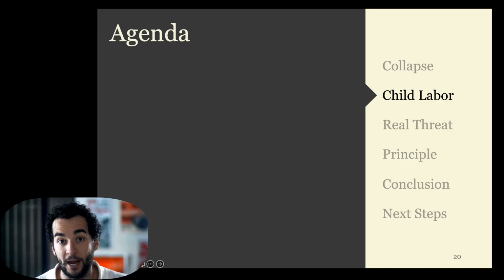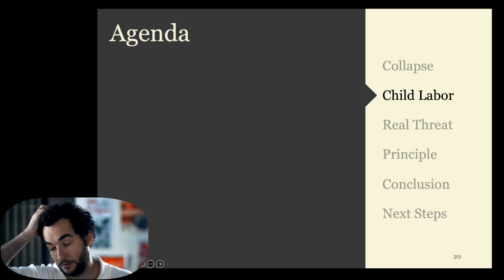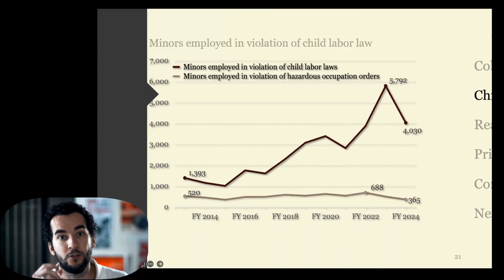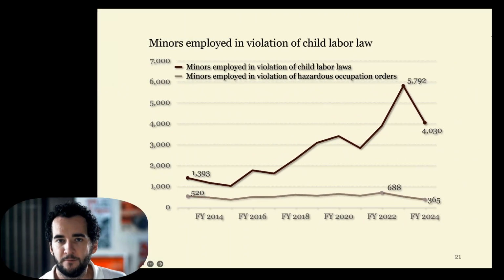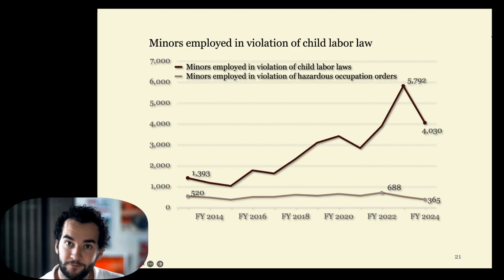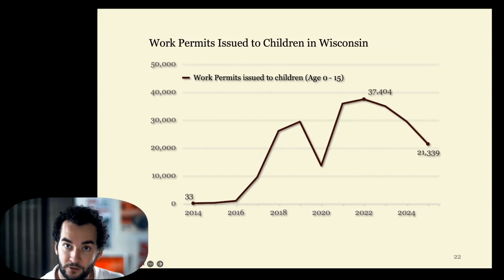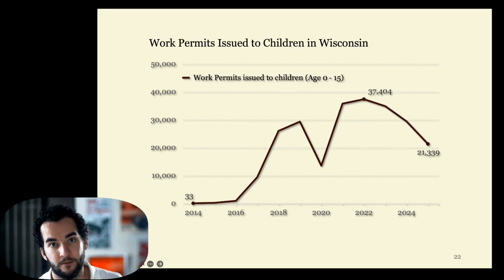But this assumption, this kind of natural conclusion, contrasts with the rapid increase in utilization of child labor in the United States, which is the next thing we'll be looking at. So the number of minors employed in violation of child labor law quadrupled from the years of 2013 to 2022 in the United States. The work permits received by children from 2018 to 2022 doubled in Wisconsin.